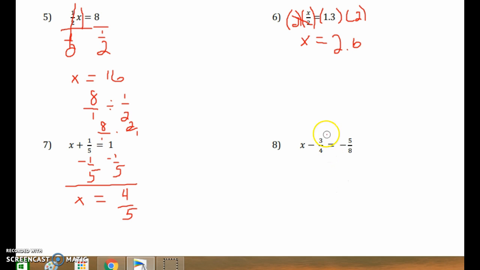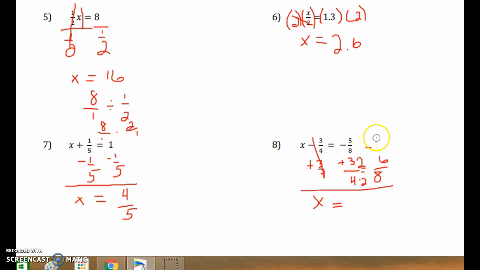Number 8. Again, I'm subtracting, or I have a negative 3/4. The opposite of that is to add 3/4. If I add 3/4 here to negative 5/8, of course I have to find a common denominator. So that's my first job. So I have x, these cancel out. And on this side, let's find our common denominator. Looks like it's gonna be 8. I multiplied by 2 here to get the 8, so I have to do the same thing to the top. It looks like a 6.